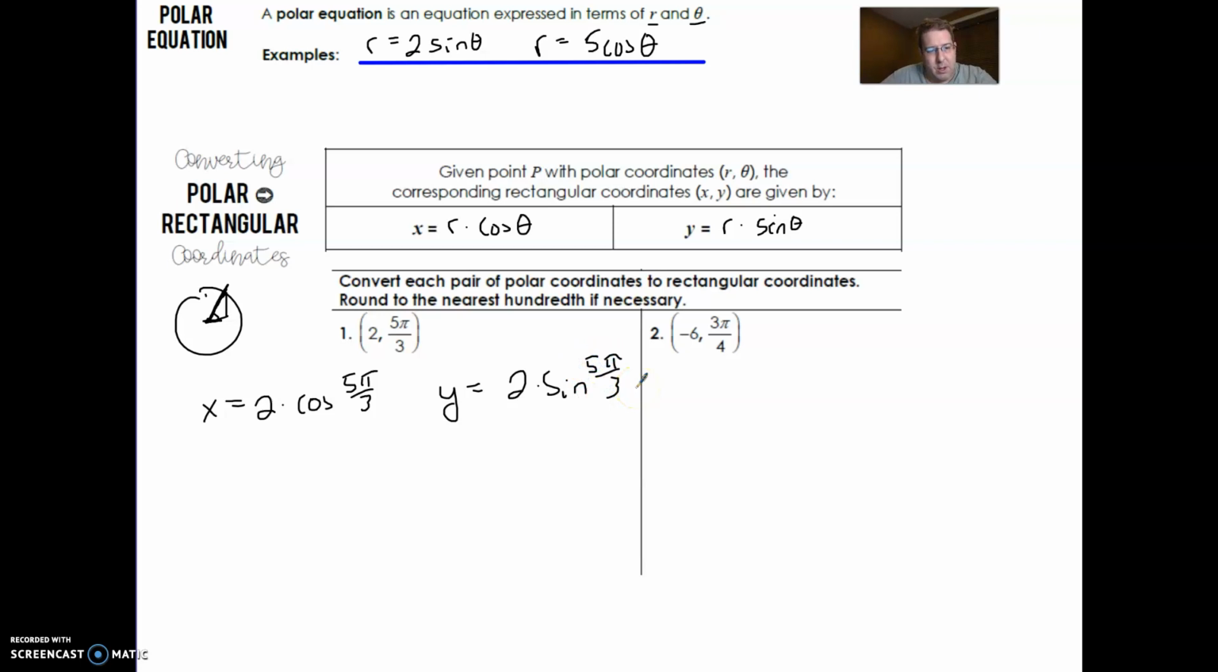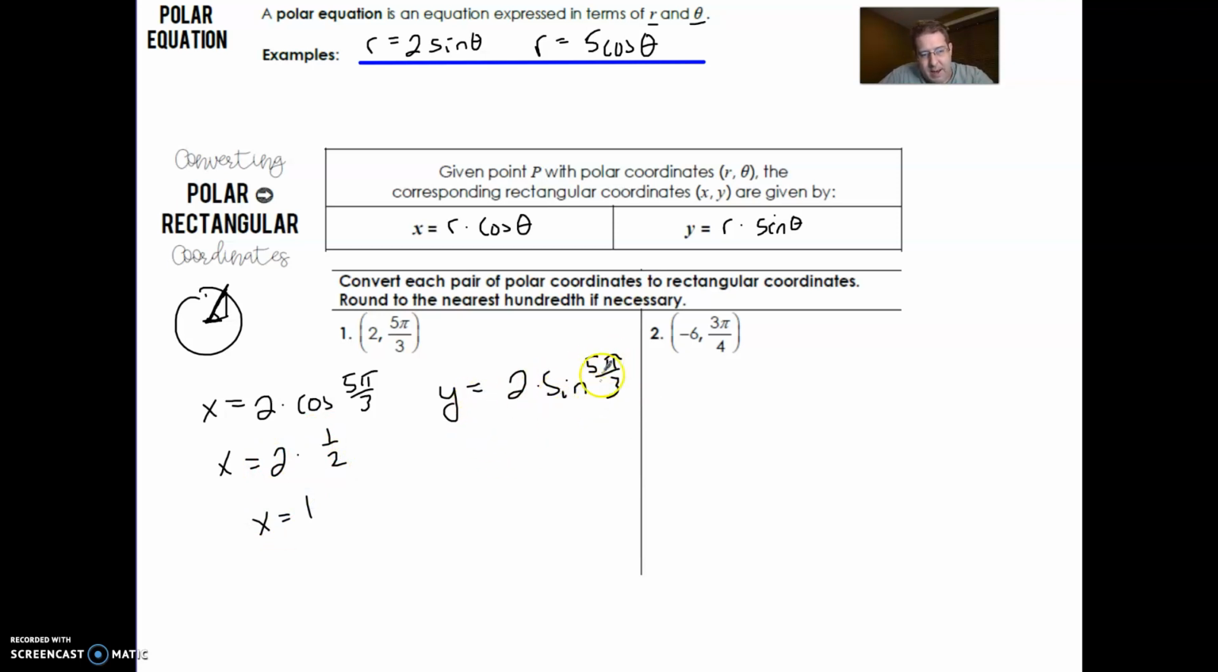Once again, you have to be pretty good at your unit circle. You have to remember that 5 pi over 3, anything over 3, is a multiple of 60 degrees. 60 times 5 is 300, which is a 60-degree reference angle in the fourth quadrant. Cosine of 60 degrees is 1/2, and since cosine is positive in the fourth quadrant, that's positive 1/2. I just said a whole lot of things, but hopefully that's stuff you remember from the last unit. So x equals 2 times 1/2, which is 1.